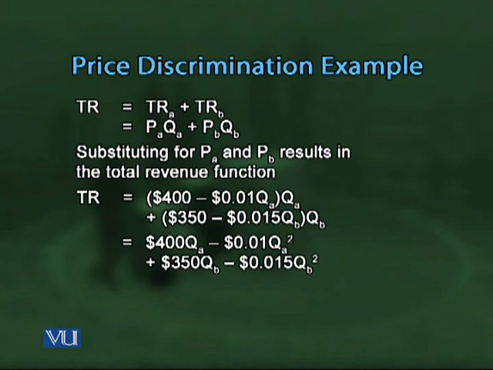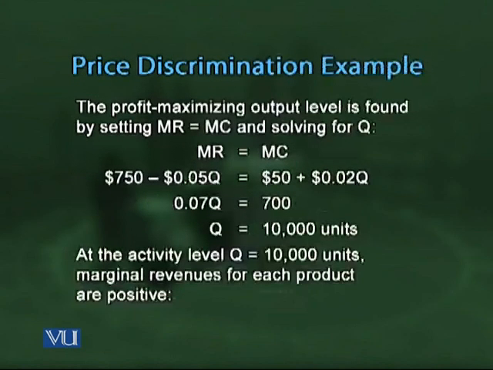Now what will be the next step? The next step is that we find the marginal revenue from this total revenue curve that we have obtained for the jointly produced products, that is, we equate MR to MC. Now MR is equal to 750 minus 0.05Q, and the total cost is given, and its marginal cost is obtained by differentiating it with respect to Q, and we get the marginal cost which is equal to 50 plus 0.02Q. So solving for Q, we get Q equal to 10,000 units. So at the activity level Q equal to 10,000 units, marginal revenue for each product is positive.